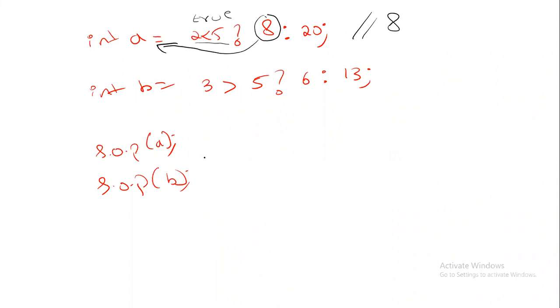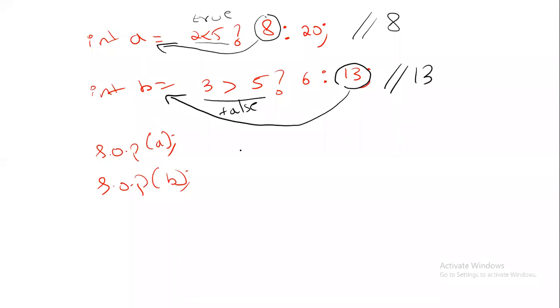Let me come to the second line. Is 3 greater than 5? No, 3 is not greater than 5. So the answer is false here. If the condition is false, remember, same like your if and else, the second value is returned. The second value is 13. So the B value will be 13 now. So the answer will be 8 and 13. Let's see whether this is right or not. I hope everyone has understood how the control flow is happening. Simple example I have given.